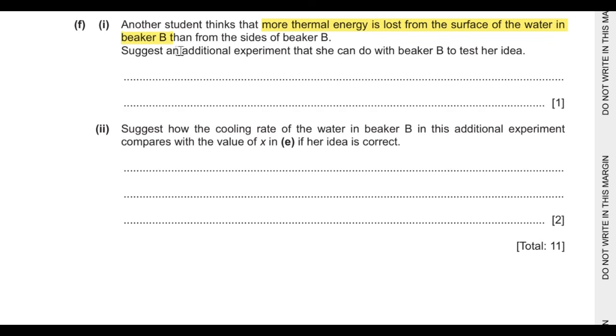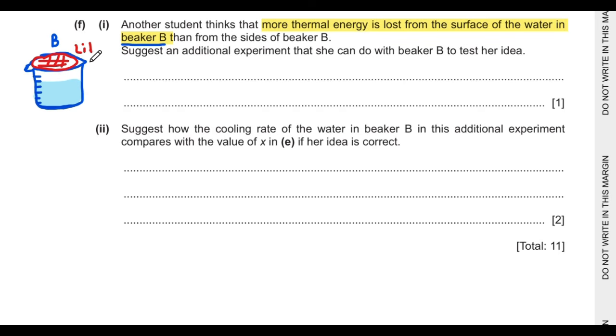F part says another student thinks that more thermal energy is lost from the surface of the water in beaker B than from the sides of beaker B. Suggest an additional experiment that she can do with beaker B to test her idea. Beaker B is this bigger beaker, and she is saying that more energy is being lost from the surface of the beaker rather than from the sides of the beaker.